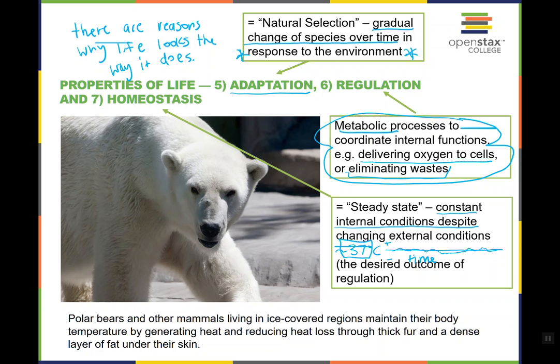But if you were to average out all these data points along this line, the average would be about 37. And this is in spite of changes in environmental conditions. So let's say it's cold and I go outside. My body is not going to drop to the temperature of the outside. It's going to stay at 37 degrees C. So that's an example of homeostasis, maintaining constant internal conditions even if external stuff changes.